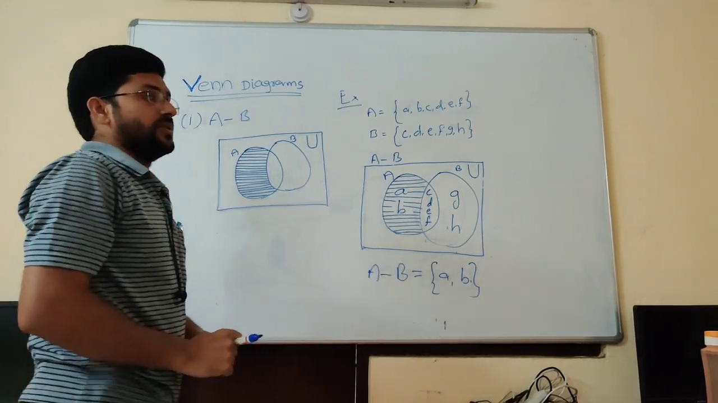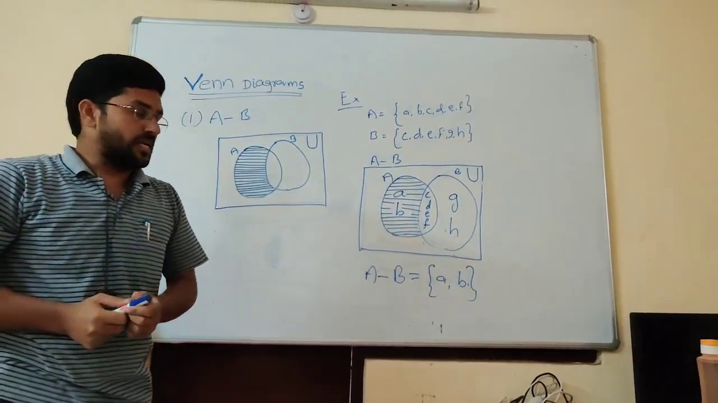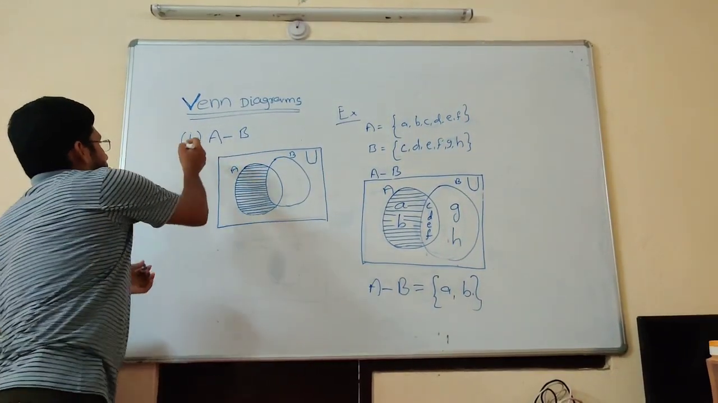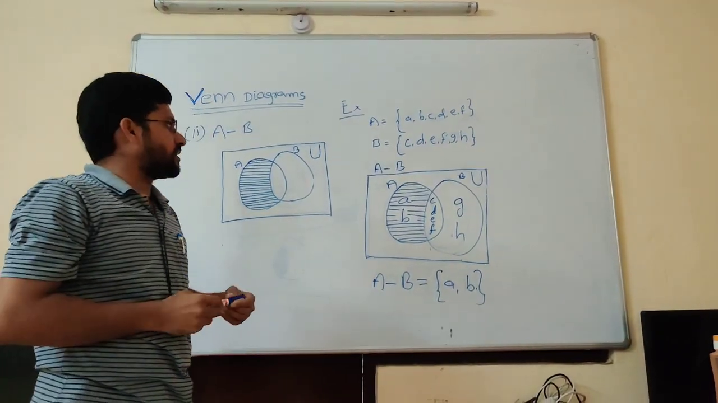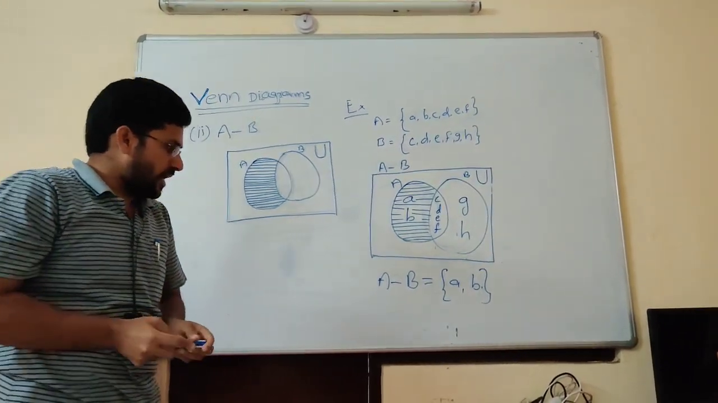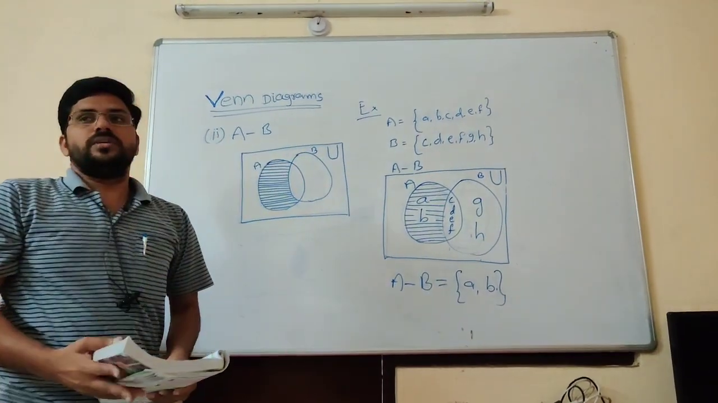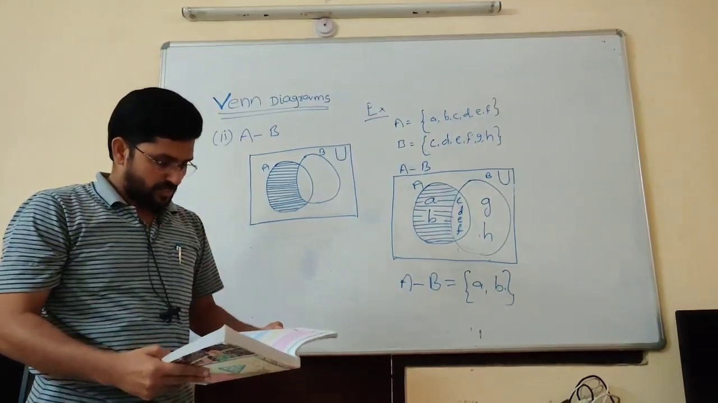In the previous class we learned the A union B Venn diagram, and in today's class we learned A intersection B and A minus B. This is the second one, A minus B. So these are the Venn diagrams which are related to your syllabus. So with this class your sets concept is completed.